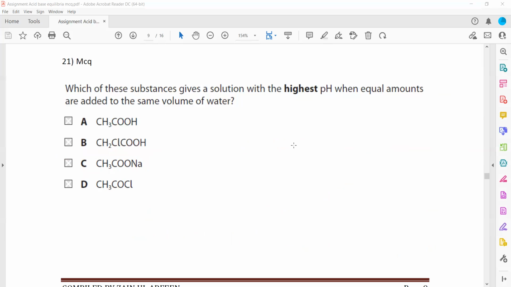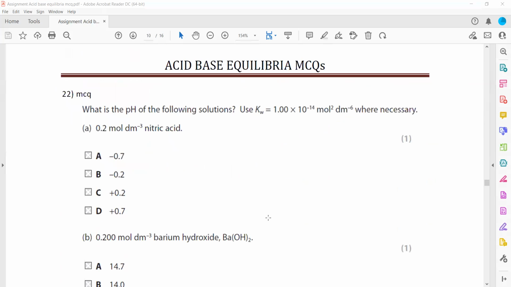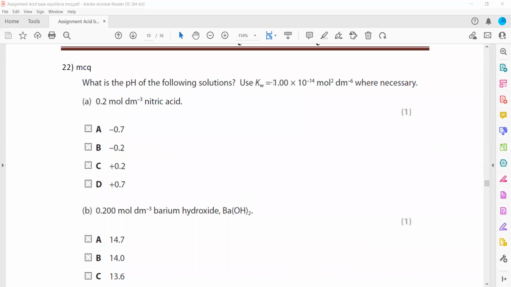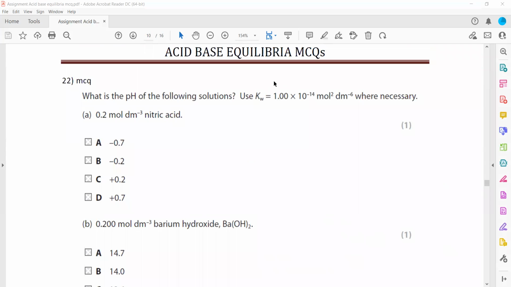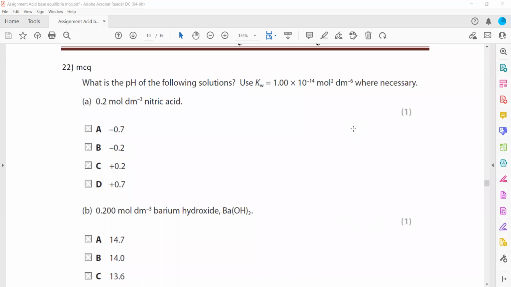Then the next question. What is the pH of the following solutions? We will take Kw as 1 × 10^-14 where necessary. We have nitric acid. What is nitric acid? It is HNO3, a strong acid.